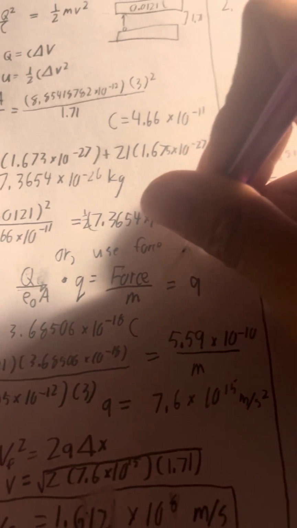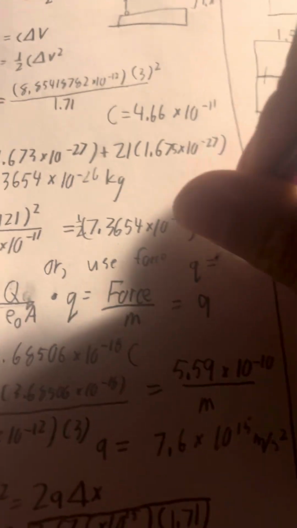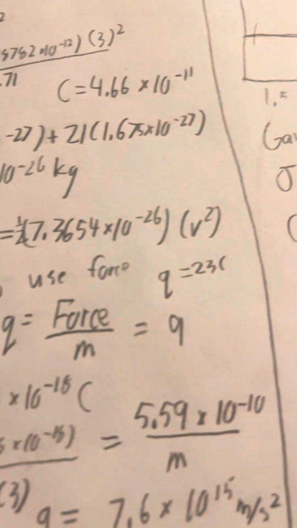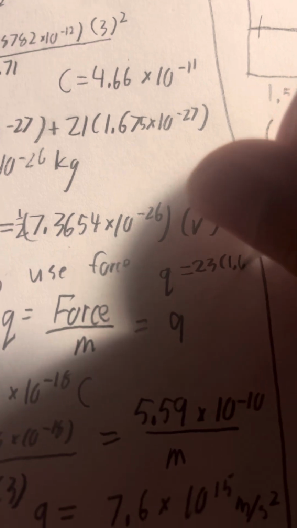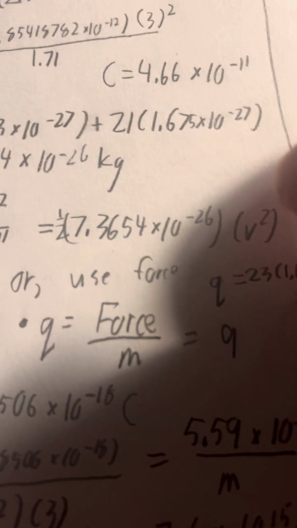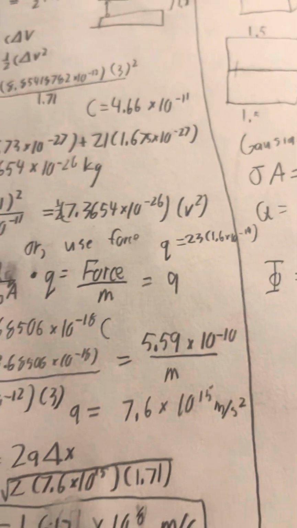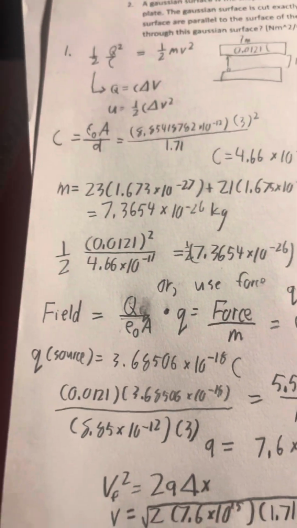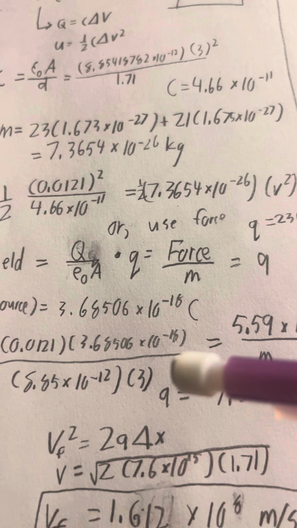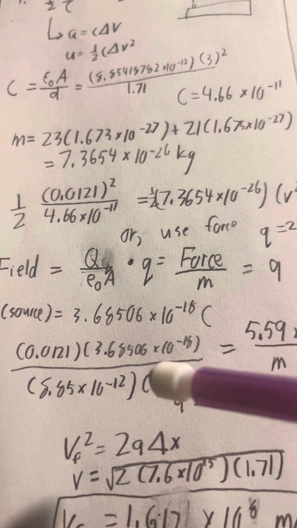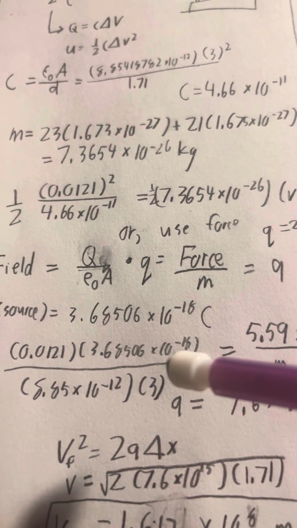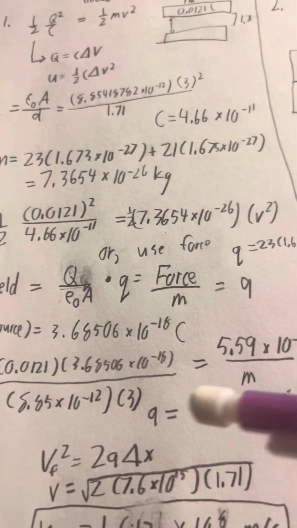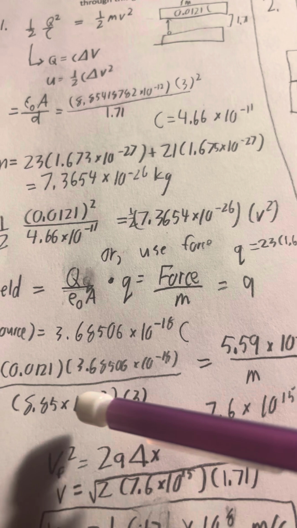So our Q is represented by 23 multiplied by 1.6 times 10 to the negative 19th. Sorry, that's a bit small. But once we have that, we just multiply everything out, still using some of the values that we found from earlier. We're using the epsilon constant.